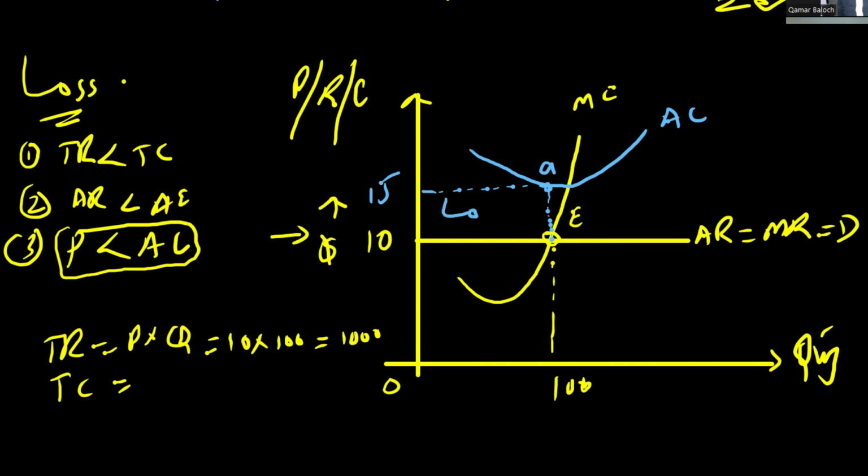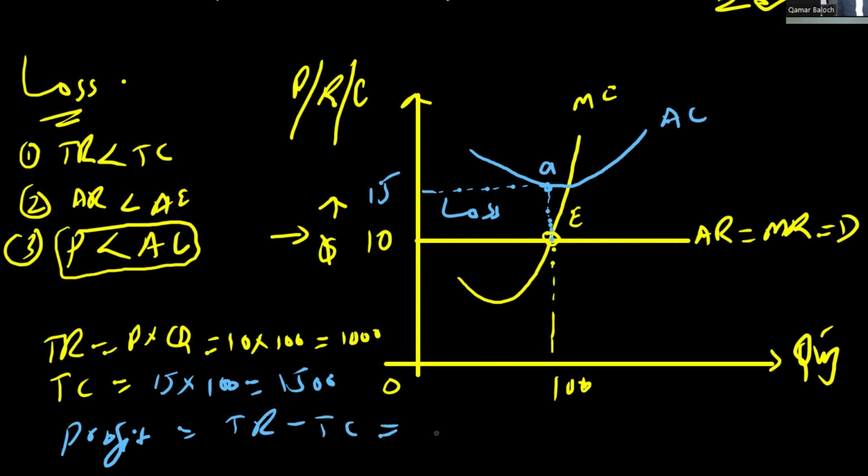So this will be the area of loss, and total cost will be 15 into 100, that is $1500. And now if we try to find out profit using the formula, total revenue minus total cost, total revenue is $1000 and total cost is $1500. So the result is minus 500. So when the result is negative, it is known as loss instead of profit.